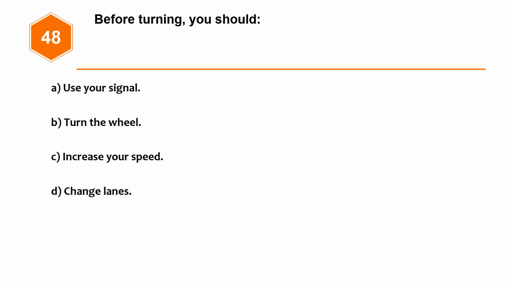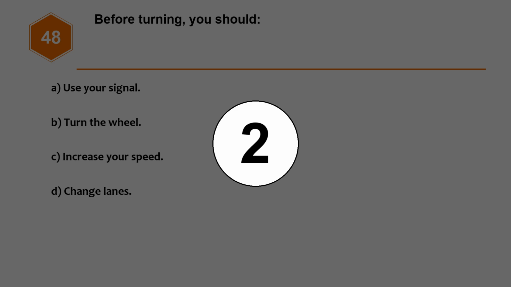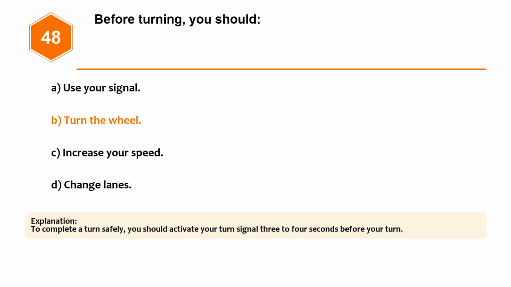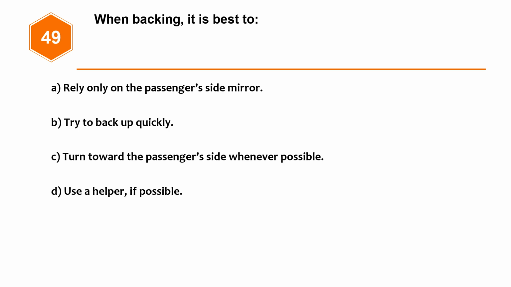Question 48. Before turning, you should Option A. Use your signal. Option B. Turn the wheel. Option C. Increase your speed. Option D. Change lanes. The correct answer is option B. Turn the wheel. Explanation. To complete a turn safely, you should activate your turn signal 3 to 4 seconds before your turn.